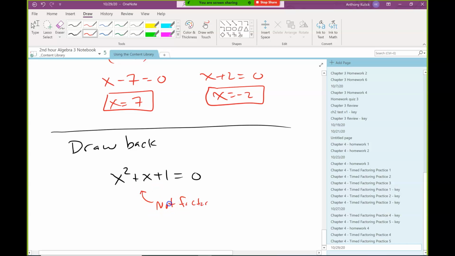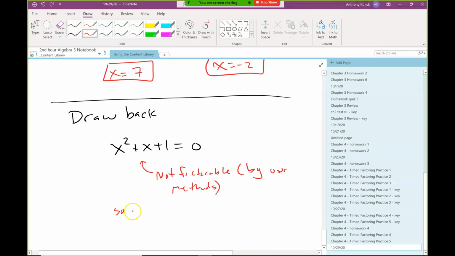So this is not factorable by our methods. It is solvable, but we haven't talked about how to do it. So we can't use that zero product property. We need another method.